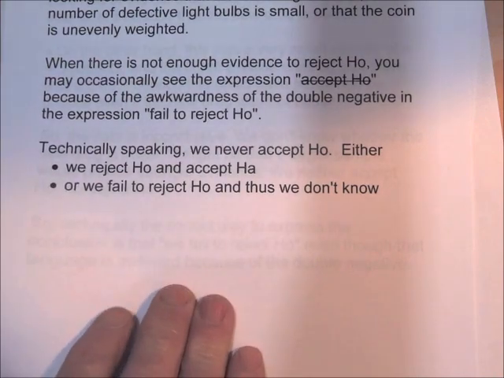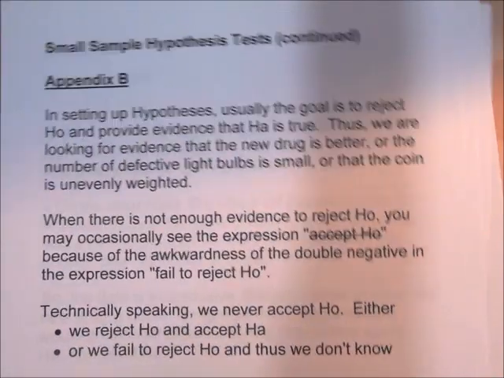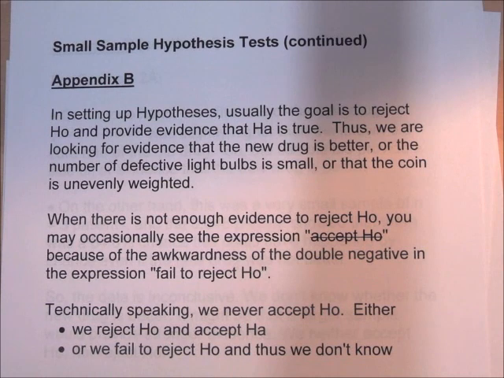Okay, some more comments about setting up hypotheses. Usually the goal is to reject H naught and provide evidence that HA is true. Thus we're looking for evidence that the new drug is better, or that the number of defective light bulbs is small, or that the coin is unevenly weighted.